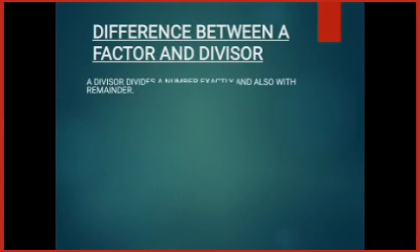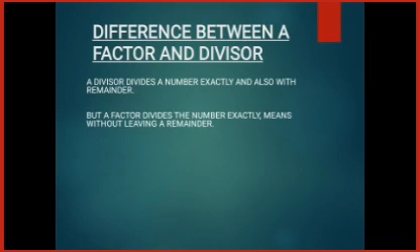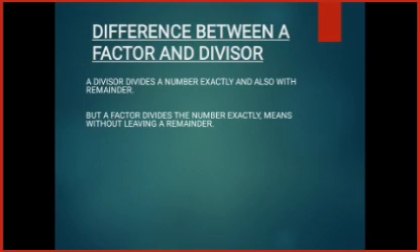A divisor divides a number exactly and also with remainder. That makes a divisor may have a remainder or may not have a remainder. But a factor divides the number exactly. It means it does not leave any remainder. So, if I take an example, 100 divided by 10 is equal to 10. In this, the 10 is the divisor and we don't have any remainder.